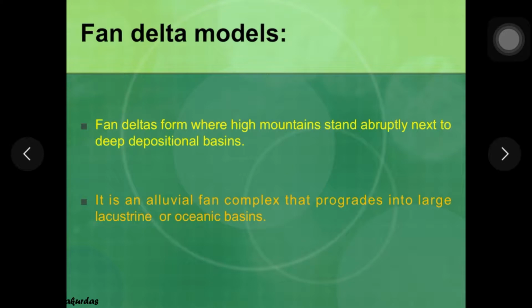So these are mostly associated with rift basins or passive margins, and fan deltas are common Holocene deposits. These are recent in age, most of the fan deltas which are found, and these are found along the divergent plate margins, convergent plate margins, strike slip margins, or all kinds of tectonic boundaries that exist.